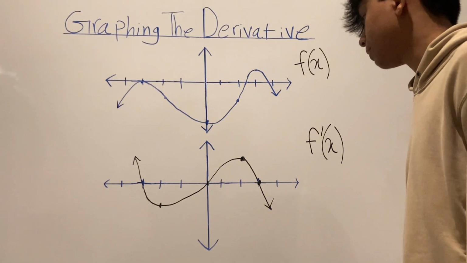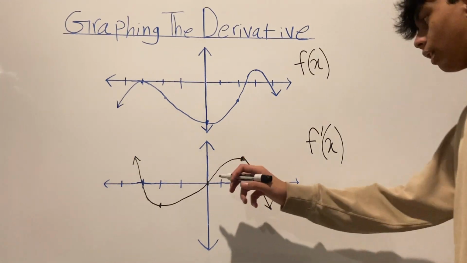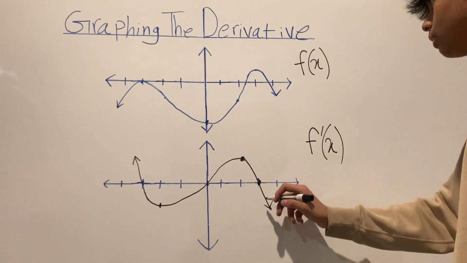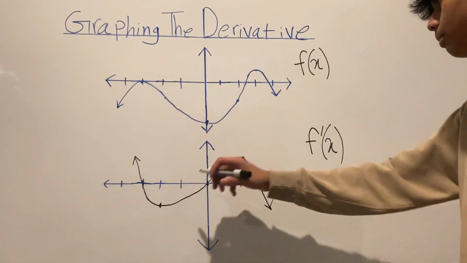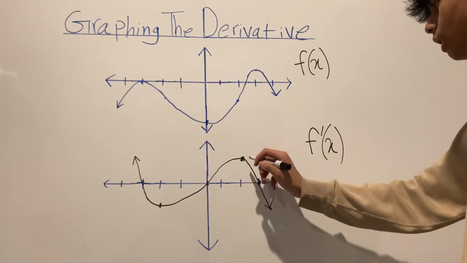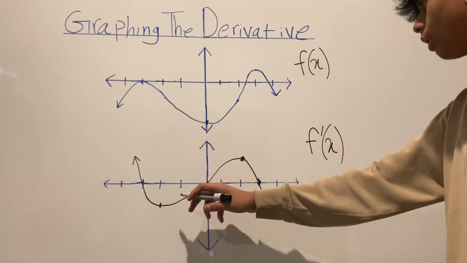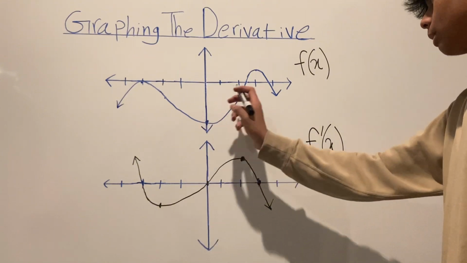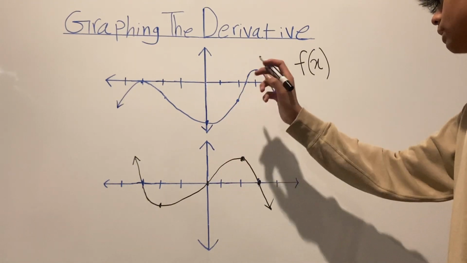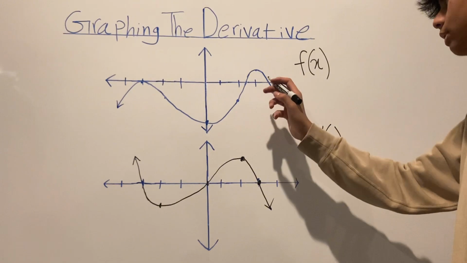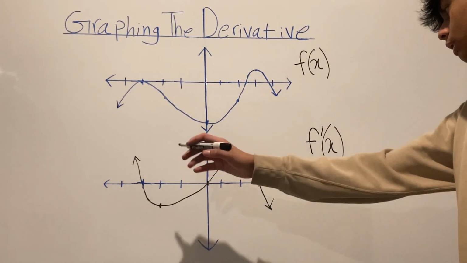Also, it's not very smooth. My sketch isn't really that great, but this gives you a little idea of where the maximum and minimum points are, and also where the points of inflection are, based on the actual original f of x graph. So this is the final result.